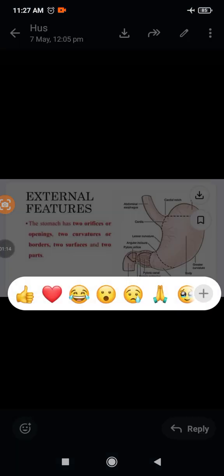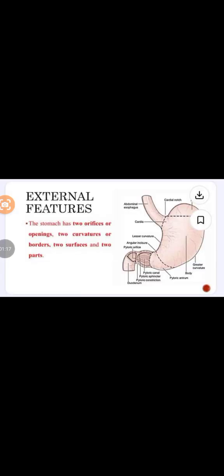Next, external features of the stomach. The stomach has two orifices, two curvatures, two borders, two surfaces, and two parts. First is the orifice. Now the two orifices: the cardiac orifice and the pyloric orifice. The curvatures are also two: the lesser curvature and the greater curvature. The surfaces are the anterior surface and the posterior surface. Then the two parts of the stomach.